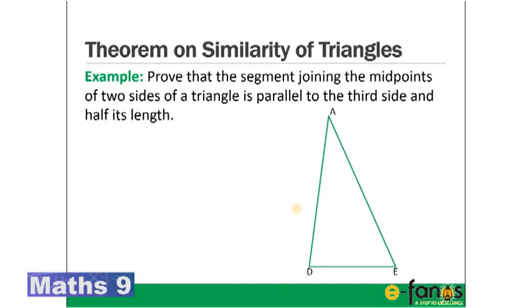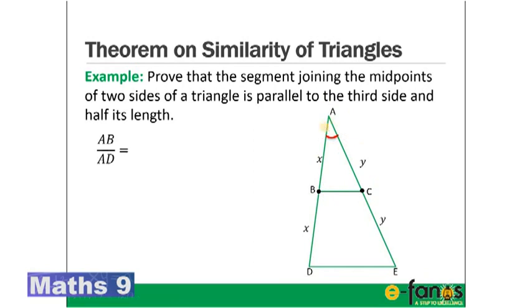Example: prove that the segment joining the midpoints of two sides of a triangle is parallel to the third side and half of its length. On the diagram, let's mark the midpoint of AD and the midpoint of AE, and let's join them up. So we want to prove that the line BC is parallel to the line DE and half as long. If we look at the triangle ABC and the triangle ADE, we can see that both triangles share this common angle here.